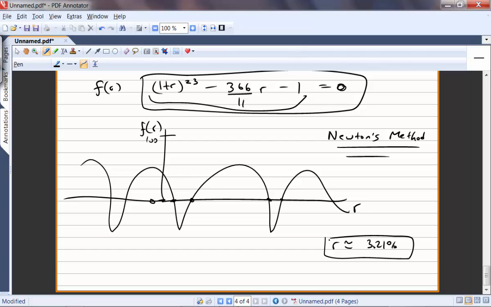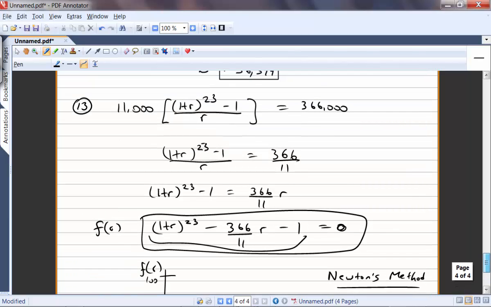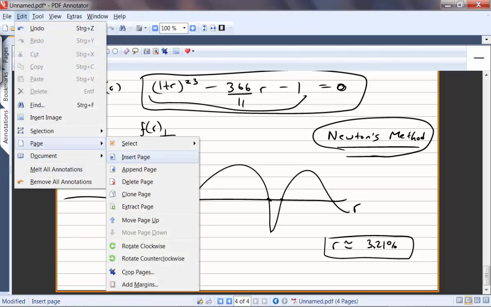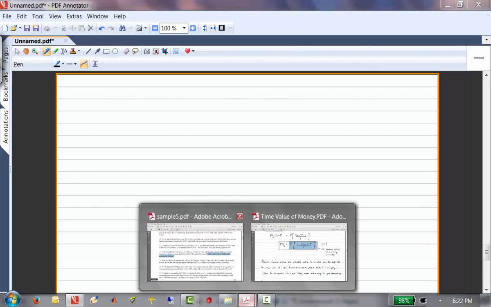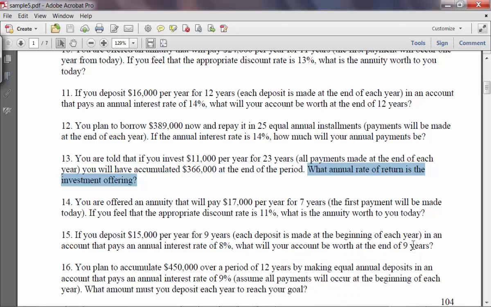I don't have time to go into Newton's method to show you how to derive that answer. Obviously, if you have a financial calculator, there's an app on your calculator that can calculate the root for you. But what that app is using is Newton's method programmed into it. So I think we've almost run out of time for this video. Let's see how much time, 53 minutes. We might have time for one more.